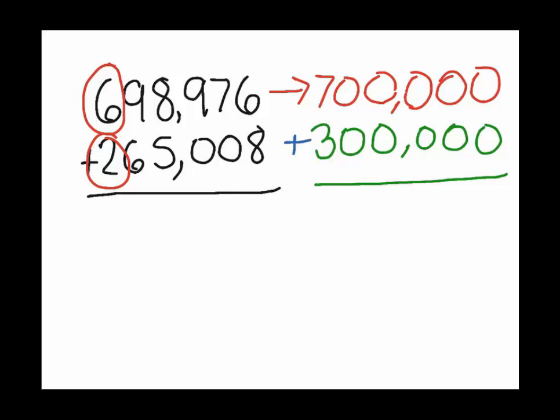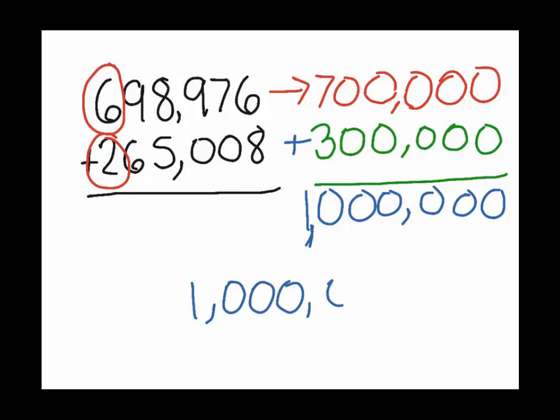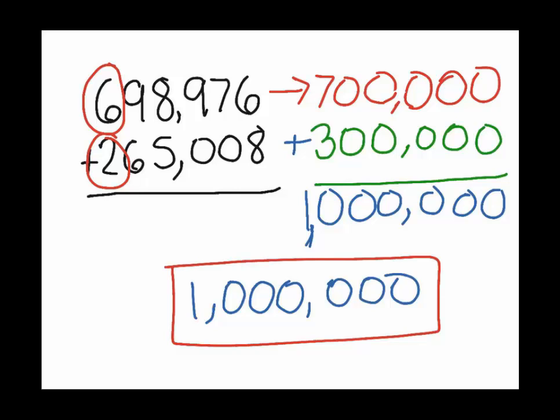As you can see, when you estimate, it's much faster than finding the exact answer. So we're going to go ahead and do our adding. 0 plus 0 is 0. And 7 plus 3 is 10. We start from the right and put a comma every 3 digits. And so our answer is 1 million. So our estimated sum for this problem is 1 million.